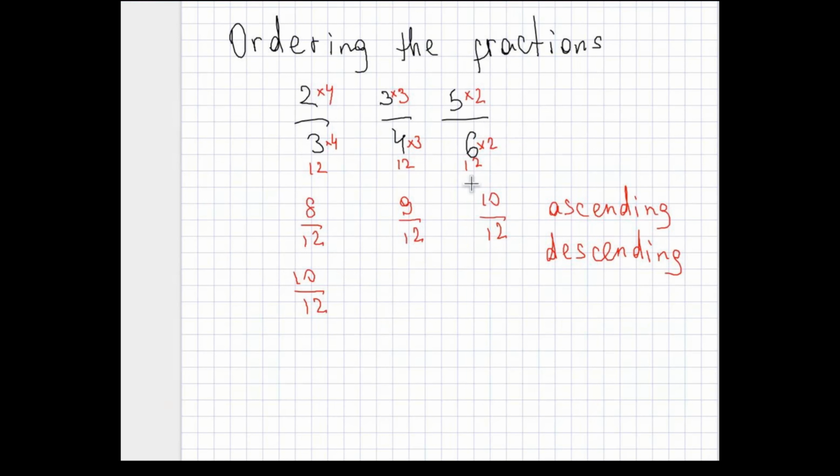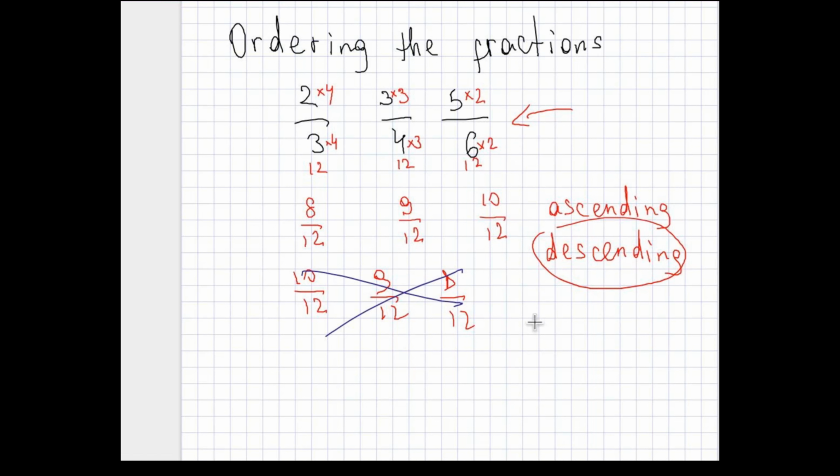If somebody asked me to write these fractions in descending order, and I write 10 over 12, 9 over 12, and 8 over 12, this is not correct. Why? Because I have to order the original fractions. 8 twelves, 9 twelves, 10 twelves, I just changed their forms. I wrote their equivalent fractions to help myself understand which of them is bigger and which is smaller. If I want to order them, I have to deal with the original forms.